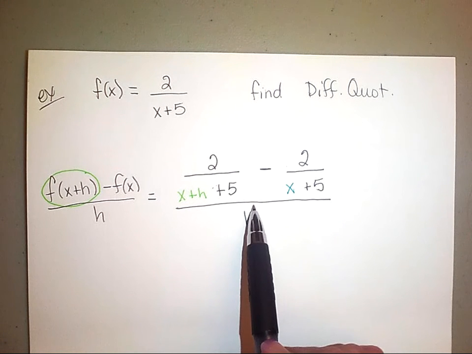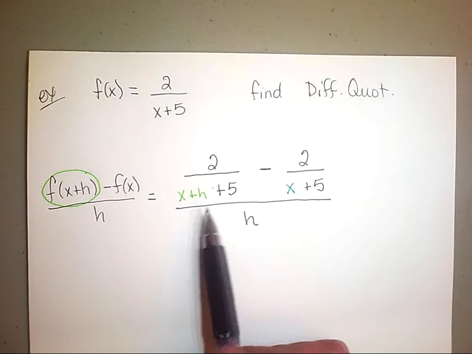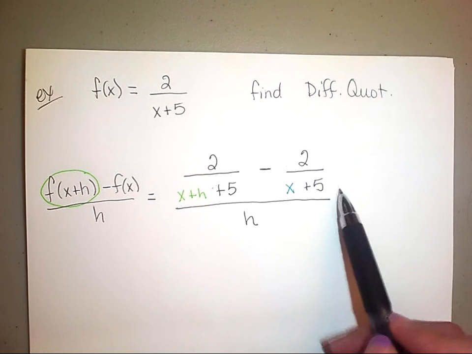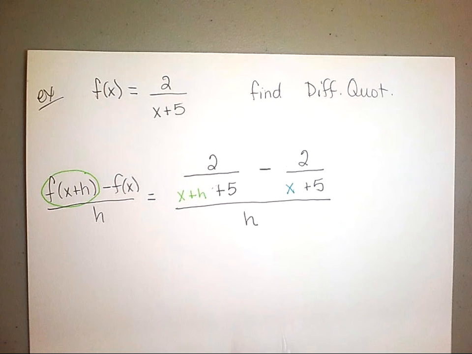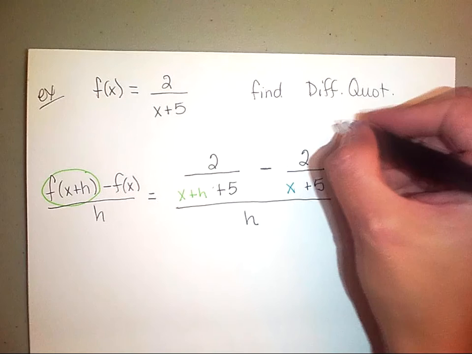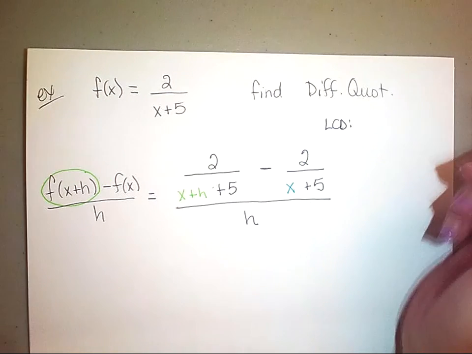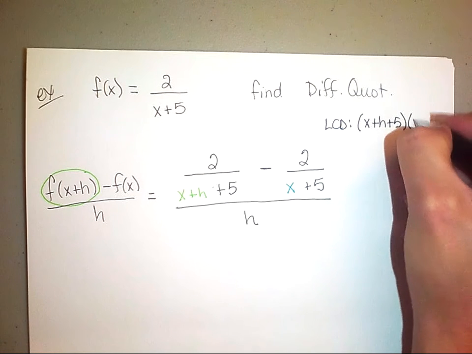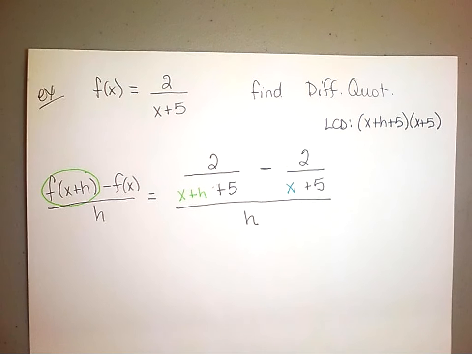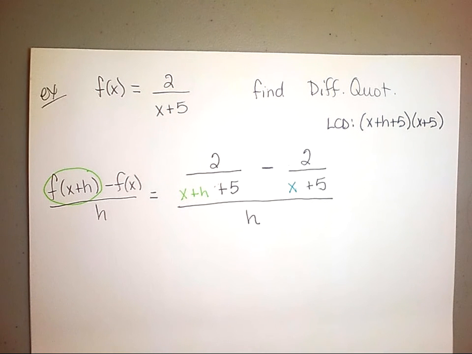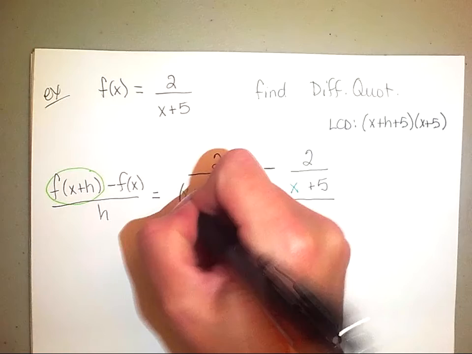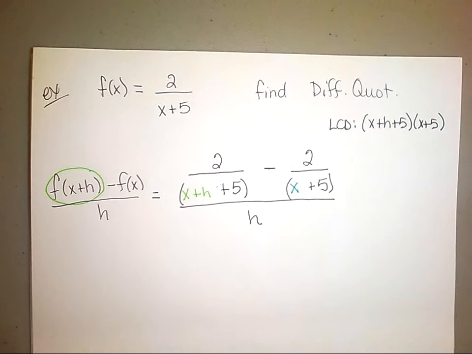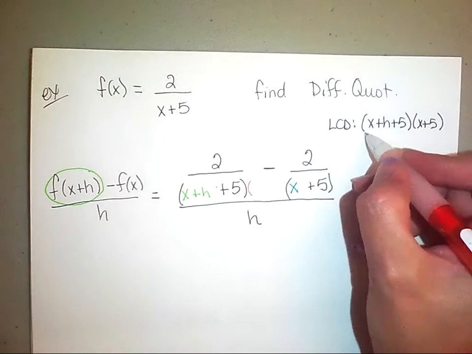Now the goal is the same here. We need to simplify this numerator. And when we do it, we'll be subtracting fractions. And so to subtract fractions, we need a common denominator. Now what you might be tempted to do is say, well, this one just has a plus h, so I'm going to add h here and here. But remember, that's not how we find common denominators. We find common denominators through multiplication. So our least common denominator is the multiplication of the two.